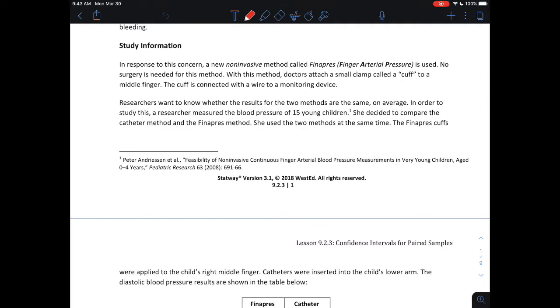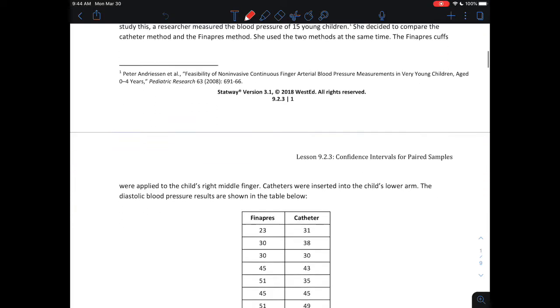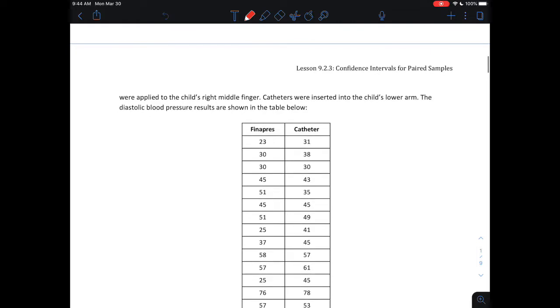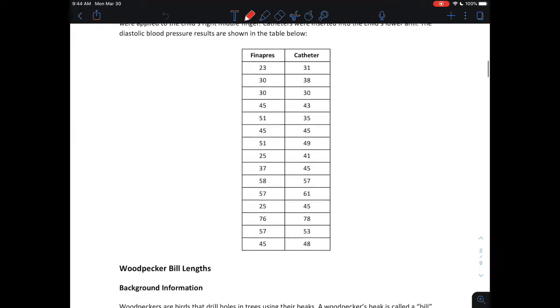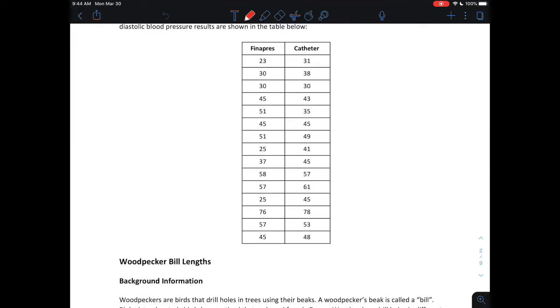In order to study this, a researcher measured the blood pressure of 15 young children. She decided to compare the catheter method and the FINAPRESS method. She used the two methods at the same time. The FINAPRESS cuffs were applied to the child's right middle finger. Catheters were inserted into the child's lower arm. The diastolic blood pressure results are shown in the table below. So this table has two columns, one for the FINAPRESS method and one for the catheter method.